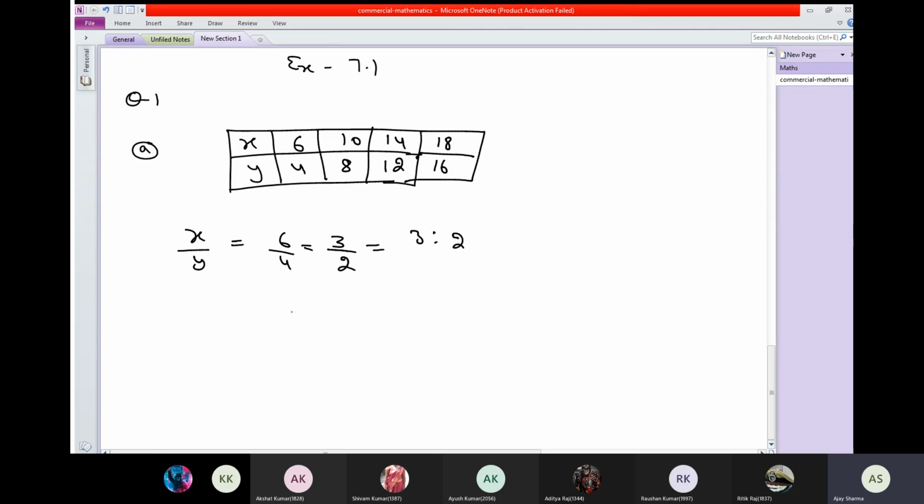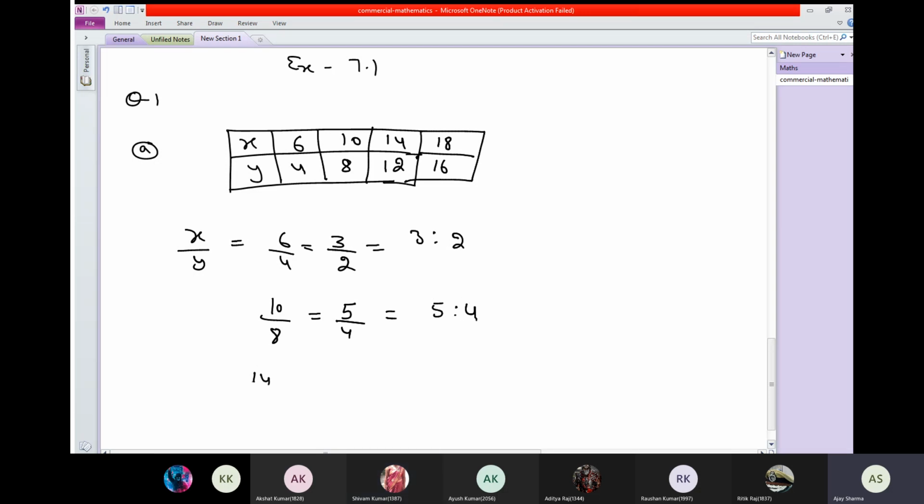Is the first point clear or not? Yes, sir. Both numerator and denominator are divisible by 2. Divide them. Now the next one, 10 by 8. Divide by 2, what do you obtain? 5 upon 4, and in the ratio you can write 5 to 4.